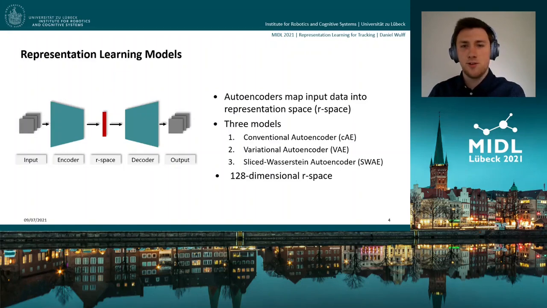The learning models that were used in this study are the conventional autoencoder, the variational autoencoder, and a sliced-Wasserstein autoencoder. All of these autoencoders map the input patches into a 128-dimensional representation space in the bottleneck.